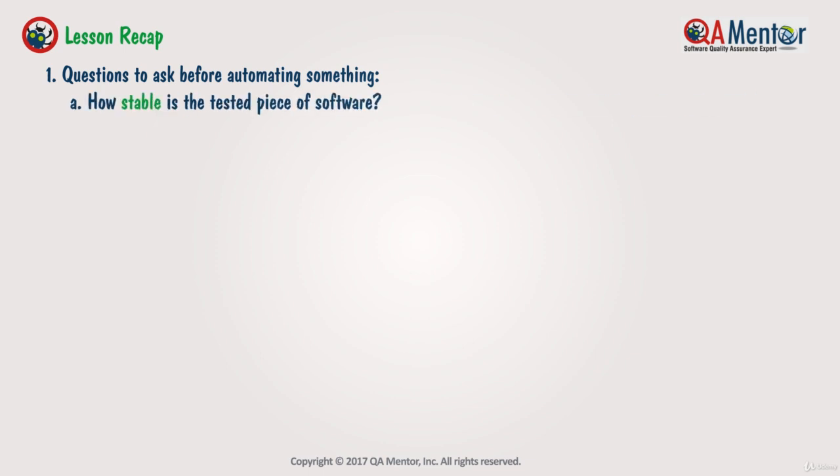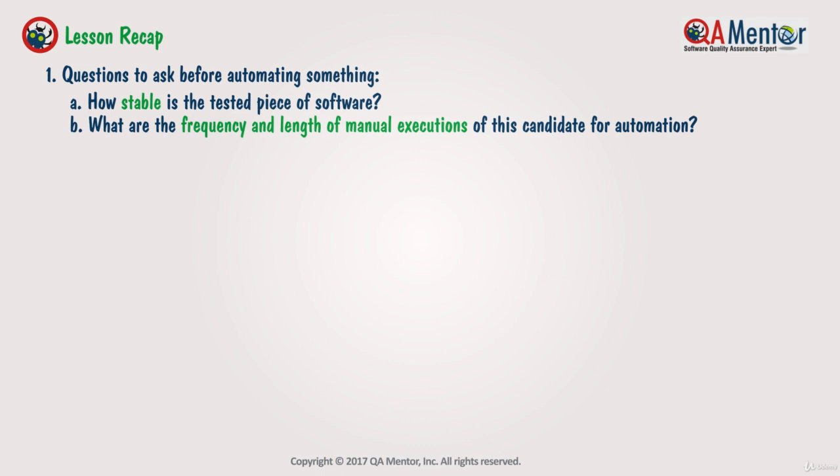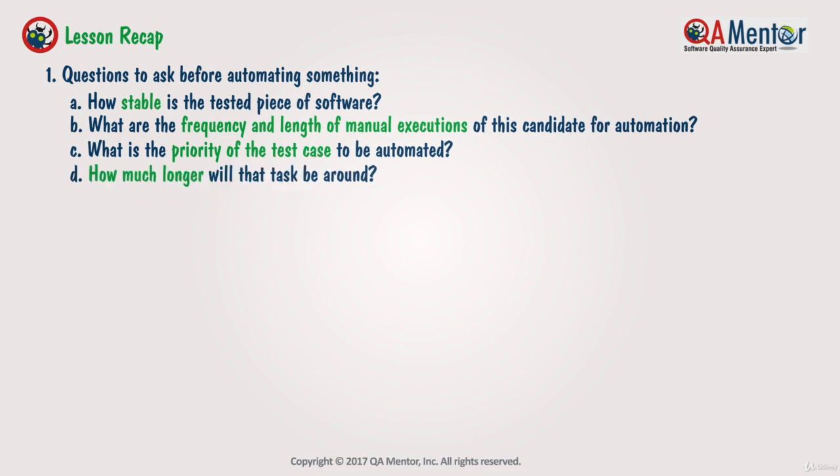Lesson recap. 1. Questions to ask before automating something. A. How stable is the tested piece of software? B. What are the frequency and length of manual executions of this candidate for automation? C. What is the priority of the test case to be automated? D. How much longer will that task be around? E. How hard will it be to write TA?